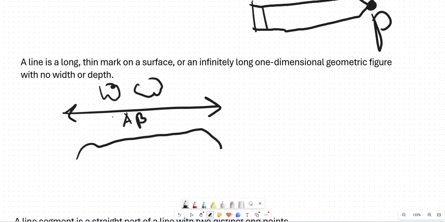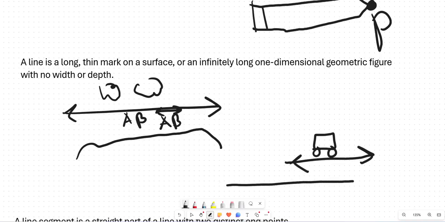I can say this is line AB, which is denoted by this. Another one is a straight railway track, where if you see railways, trains, and so forth. And another would be a laser beam that goes infinitely in both directions. And that's all for lines.